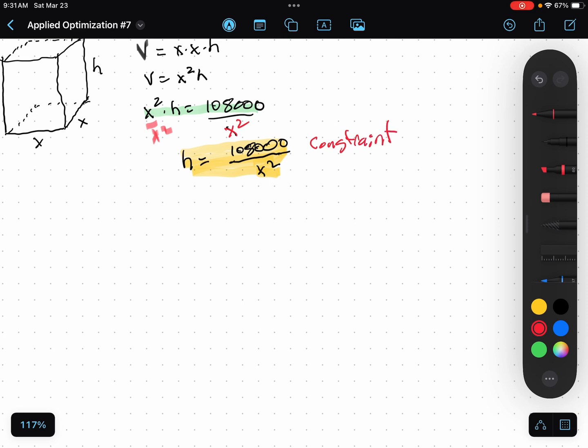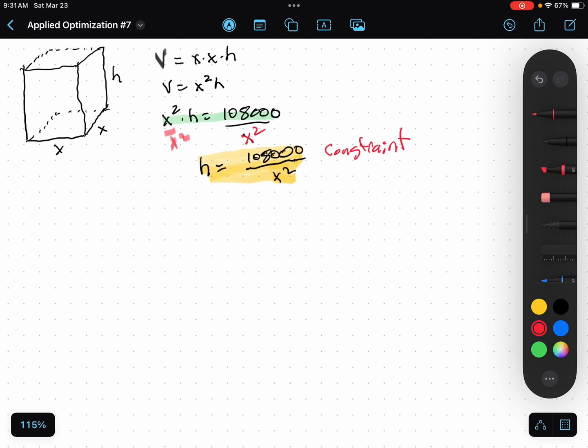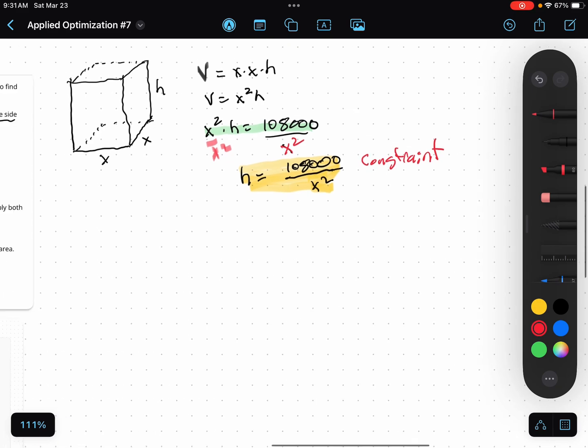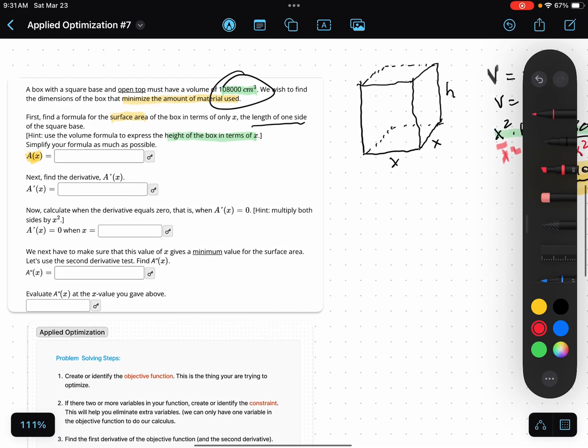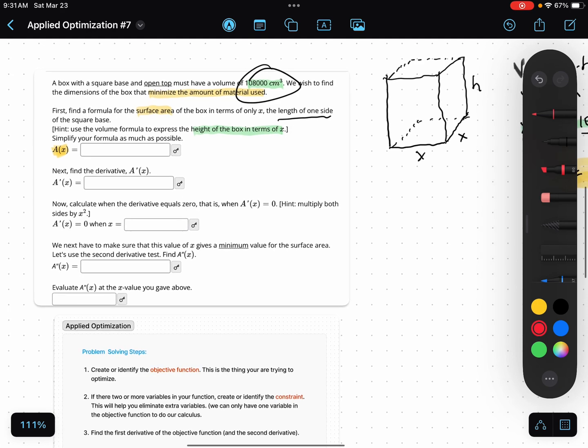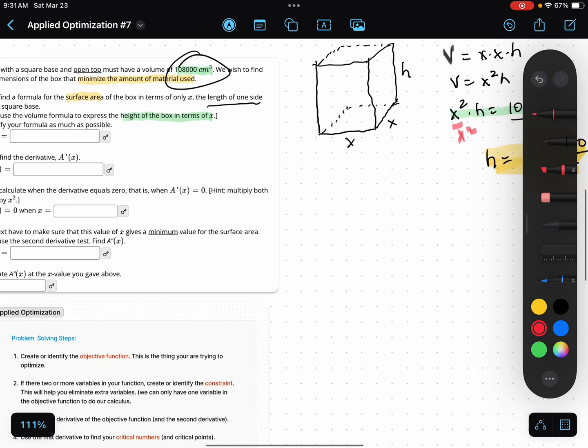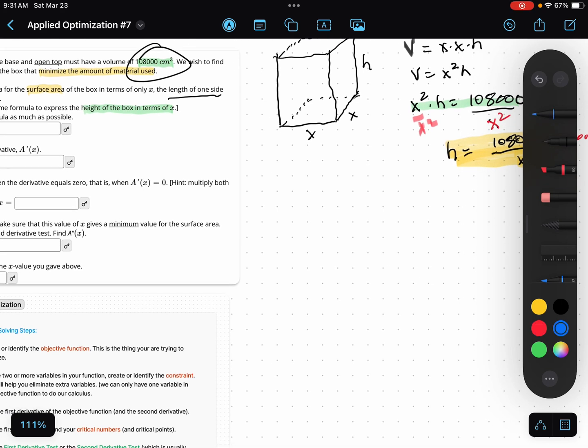Okay. All right, so we've got the constraint now, but we want to use this to set up our objective function. So let's remember what that is. That's supposed to be the surface area of this thing. So now on my picture, let's go ahead and write out our objective function.